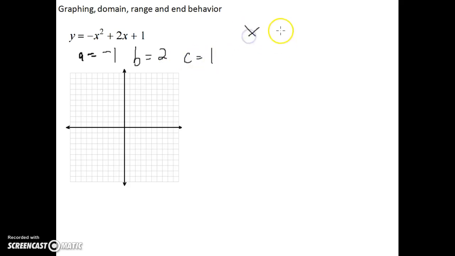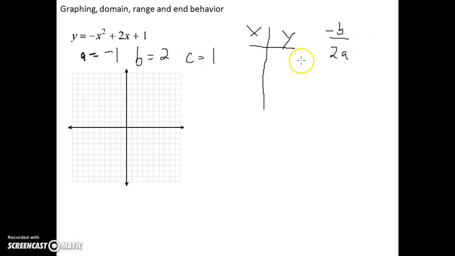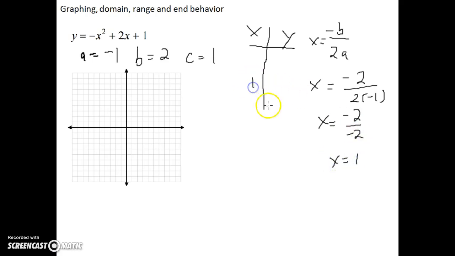So we want to make an xy table. And we want probably about 5 points to get our entire U shape. So we're going to find our middle point by the vertex. The vertex is the opposite of b over 2a for our x value. So we'll plug in our b and our a. So negative 2 over 2 times negative 1, which when we solve is negative 2 over negative 2, which is 1. So in the middle we have 1.